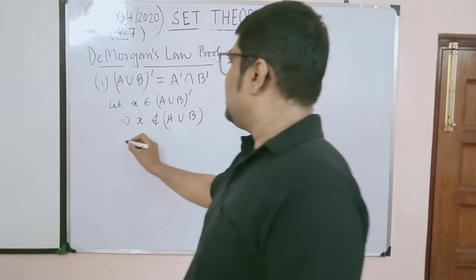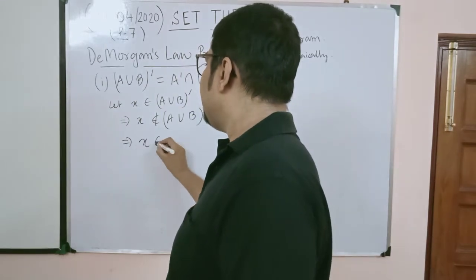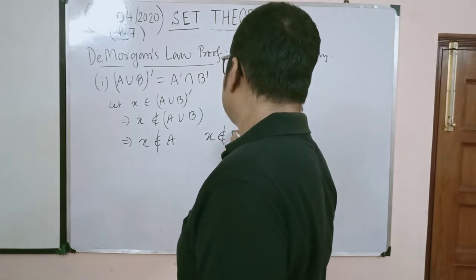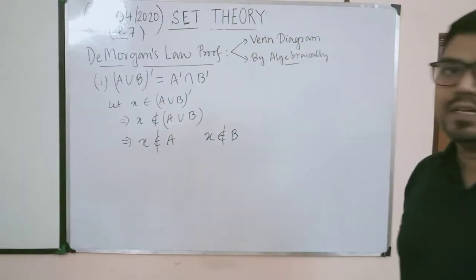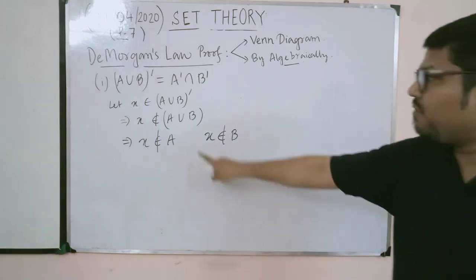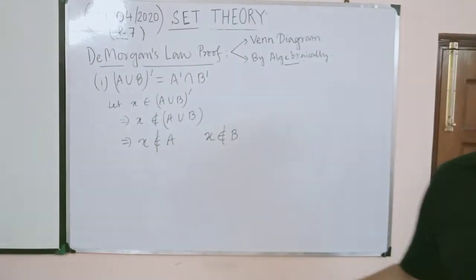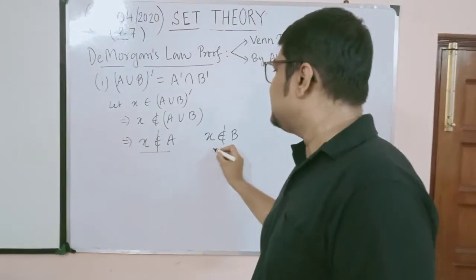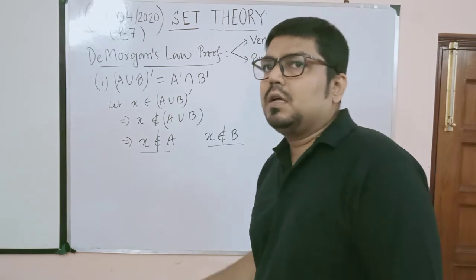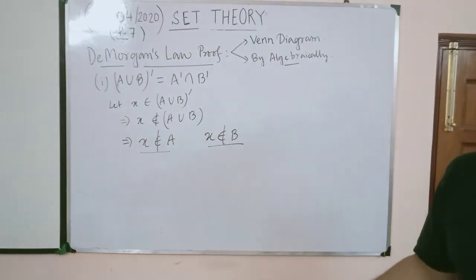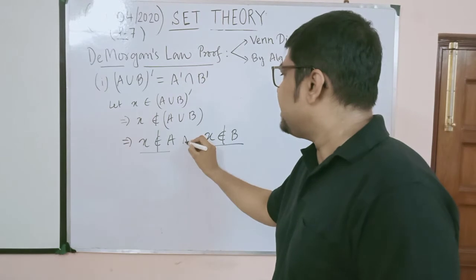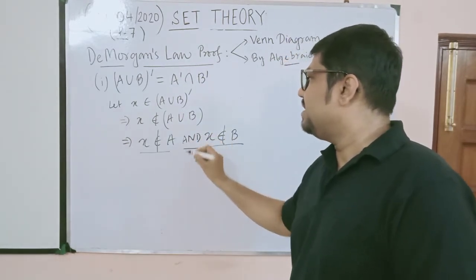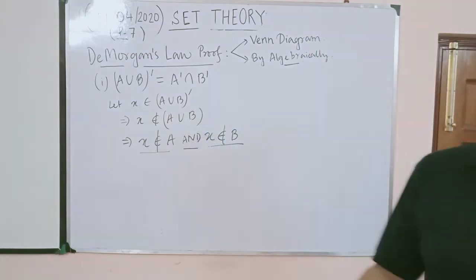So here a strange thing we observe, that we write X does not belong to A and X does not belong to B, and both the statements are correct. Generally, union we replace with OR. But here, since both the statements are correct, because the element X is neither in A nor in B, we have to write AND over here. This union we replace by AND.